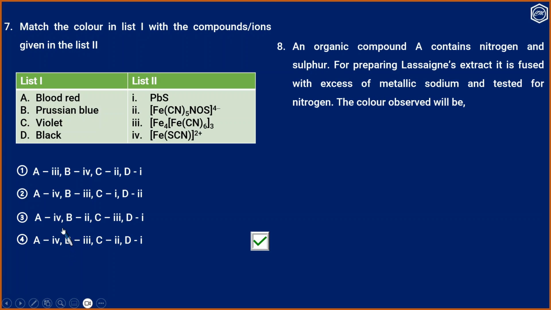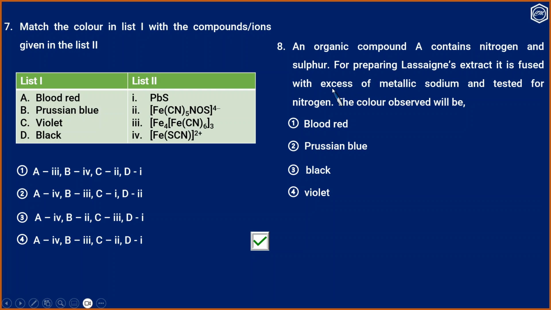Question 8. An organic compound contains nitrogen and sulfur. For preparing Lassaigne's extract, it is fused with excess of metallic sodium and tested for nitrogen. The color observed will be blood red, Prussian blue, black, or violet. Since nitrogen and sulfur are present, we expect blood red color. This is due to the formation of ferric thiocyanate.